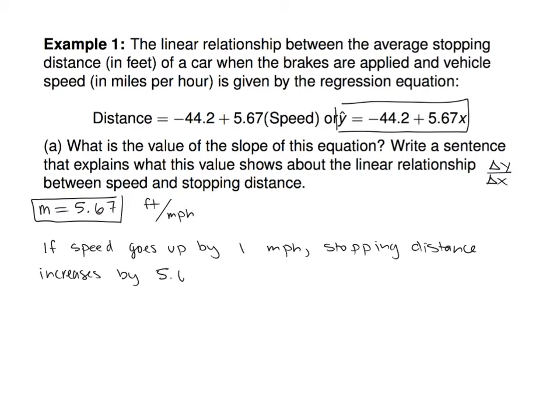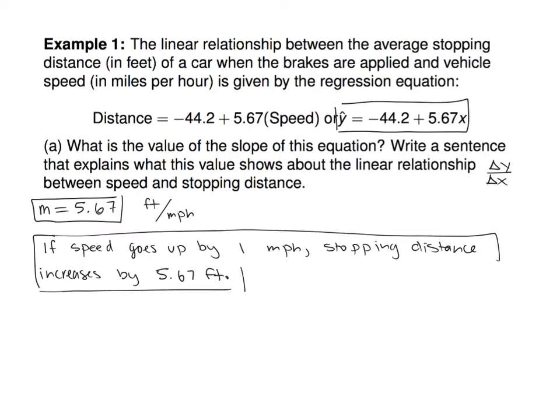So stopping distance increases by 5.67 feet. This is why it's recommended if you're going at a higher speed that you not follow people so closely. It's the mathematical reason why tailgating is bad.